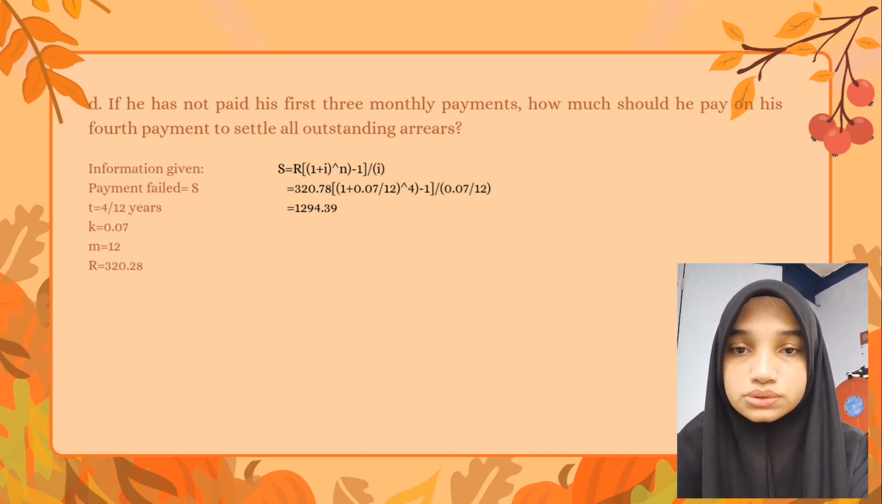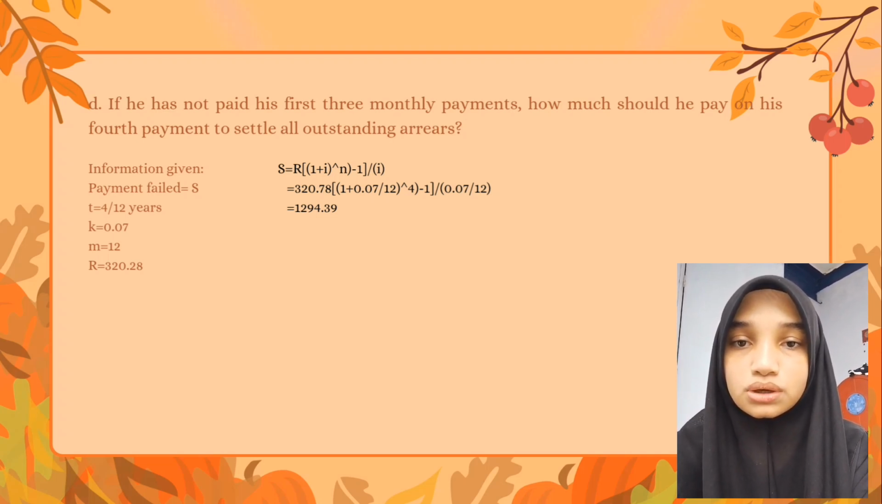The formula we use is S equals R open the brackets 1 plus I in the power of N close the bracket minus 1 over I, and that gives you 320.78 open bracket 1 plus 0.07 over 12 close brackets power 4 minus 1 over 0.07 over 12, all of it equals 1,294.29 cents.